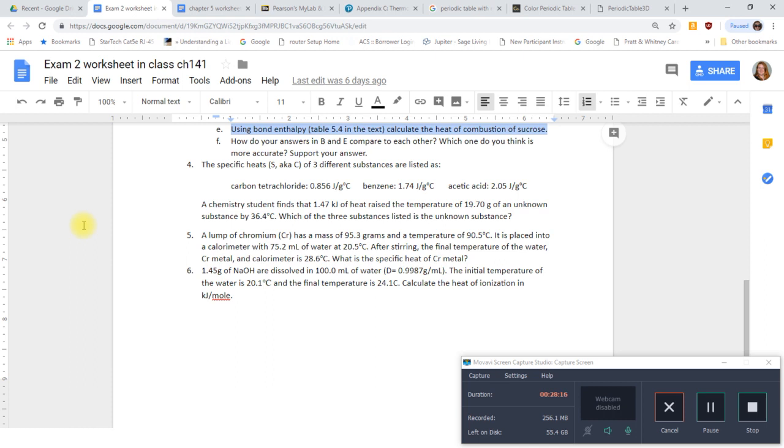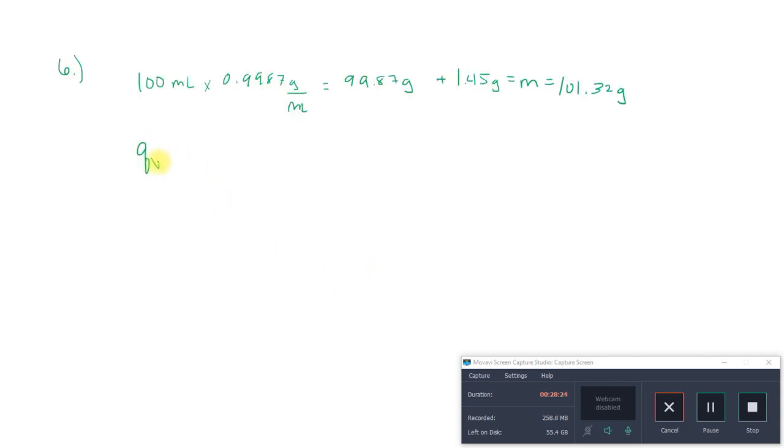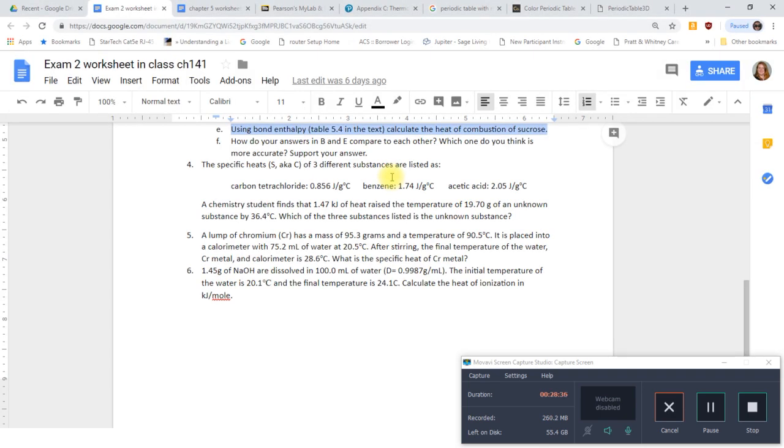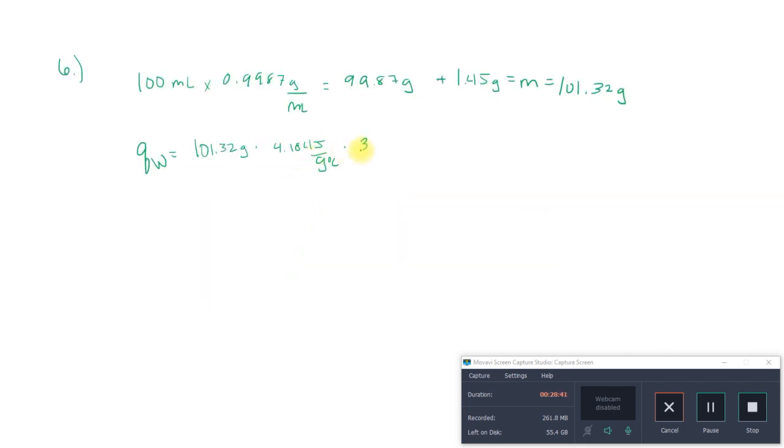The initial temperature of the water is 20.1 and the final is 24.1. Yeah. And again, the heat capacity of water is known, right? So our mass is 101.32 grams. Our heat capacity is always the same because it's water. And our delta T here is going to be final minus initial, so 24.1 minus 20.1. So that'll be 3.0 degrees C. Don't forget that that is a significant figure. Otherwise, you end up with only one sig fig, which is basically there's no purpose in doing an experiment with just one sig fig. It doesn't give us any information that we didn't already have.